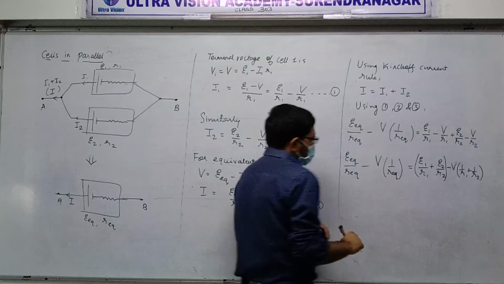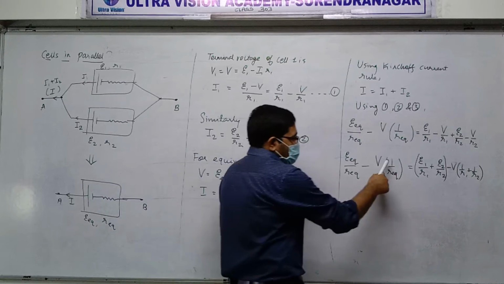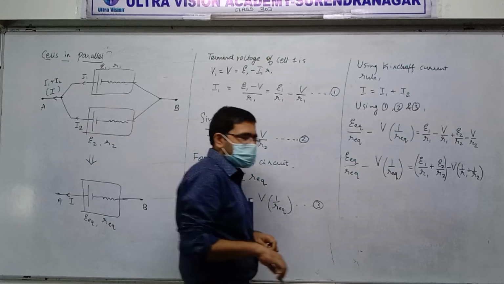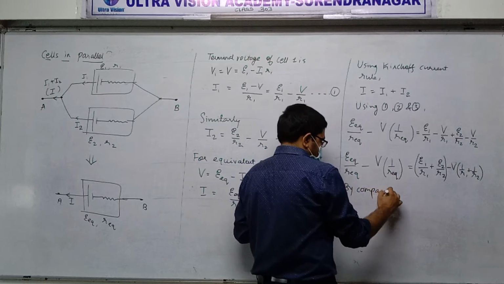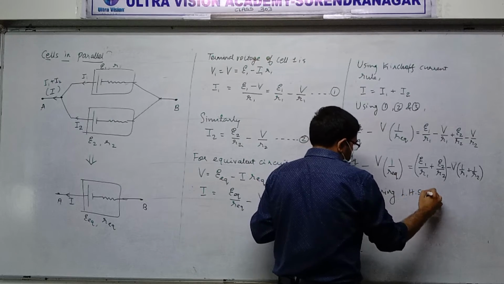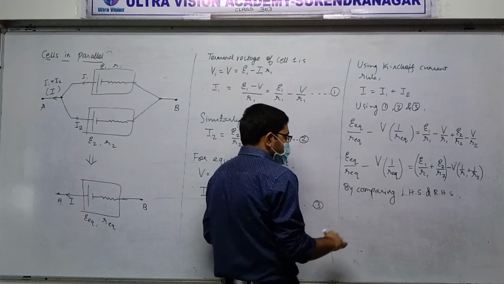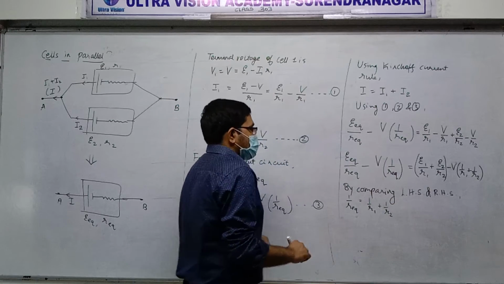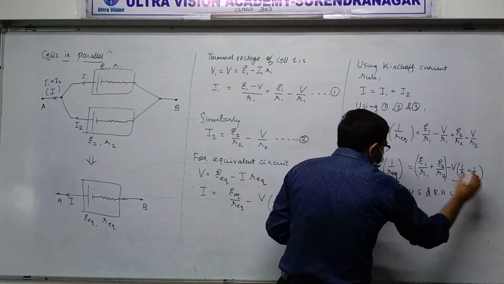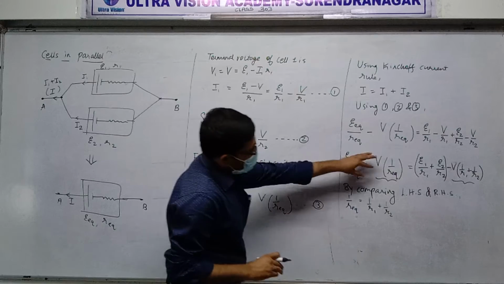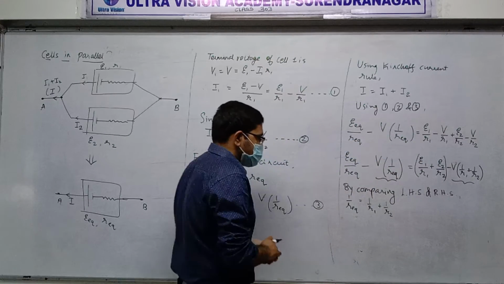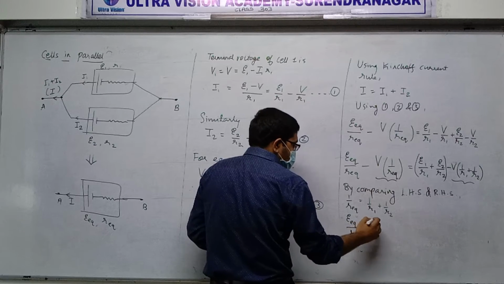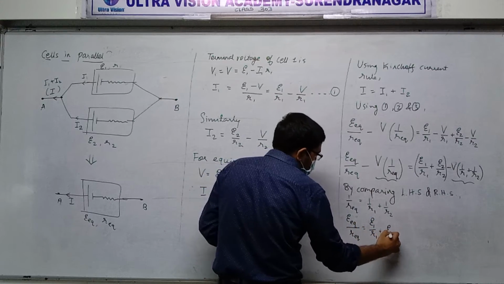Very easily, take the first one. 1 by R equivalent is 1 by R1 plus 1 by R2. Yes or no? Sure. By comparing LHS and RHS, 1 by R equivalent is equal to 1 by R1 plus 1 by R2. Now the second term comparison. What about the first term now? Whatever is remaining here should be this bracket, correct or not? So epsilon equivalent upon R equivalent is equal to epsilon 1 by R1 plus epsilon 2 by R2.